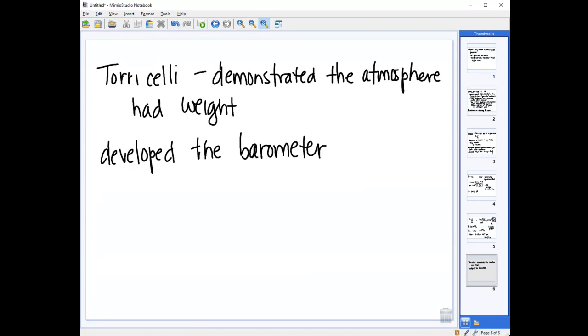As the barometer was carried up, the height of the column of mercury started to decrease. That's because as we go higher and higher, the amount of force exerted by the atmosphere is less. And so he said, yes, this has to be the case. This has to be measuring the force exerted by these gases in the atmosphere. And so this led us to develop what we refer to as standard atmospheric pressure.